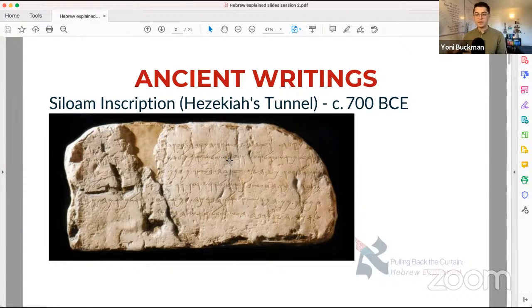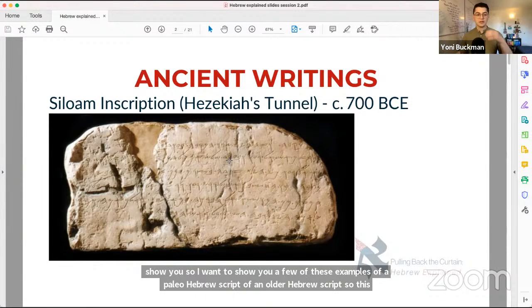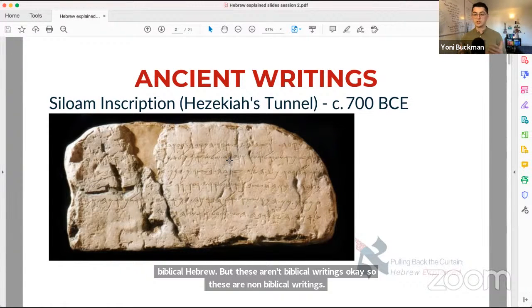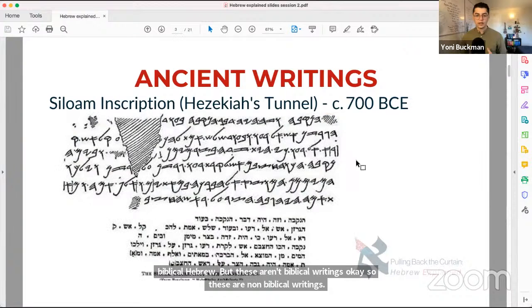Okay, so these are non-biblical writings. This is called the Siloam inscription in Silwan. It's Hezekiah's tunnel, which some of you might have gone to if you've gone to Israel. You've walked through that tunnel. For some people, it's way too short, and they bump their heads. I've never had that problem, but this is an inscription on this tunnel, and I'll show you what.